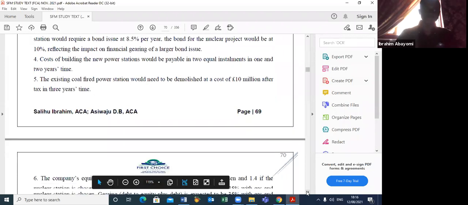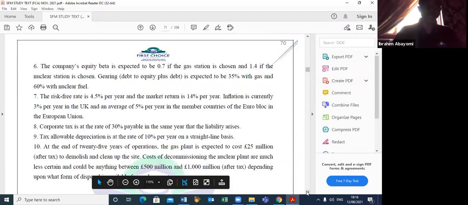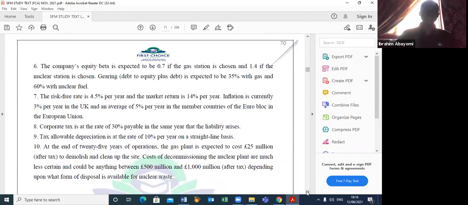Let us continue. Note 6: the company's equity beta is expected to be 0.7 if the gas station is chosen and 1.4 if the nuclear station is chosen. Gearing, which is debt to equity plus debt, is expected to be 35% with gas and 60% with nuclear fuel. The risk-free rate is 4.5% per year, and the market return is 14% per year.